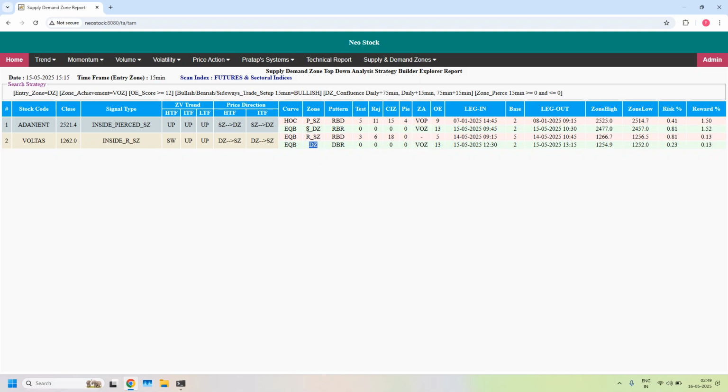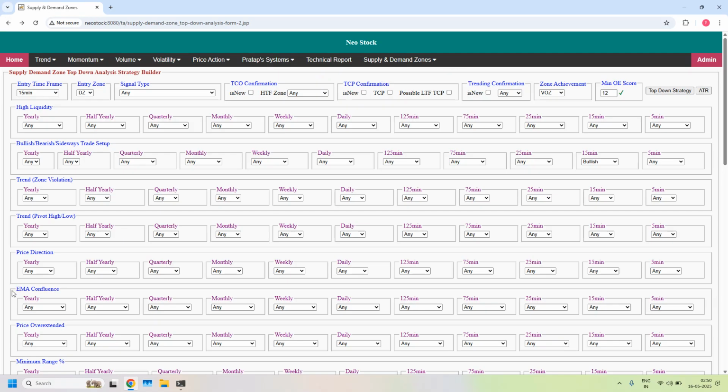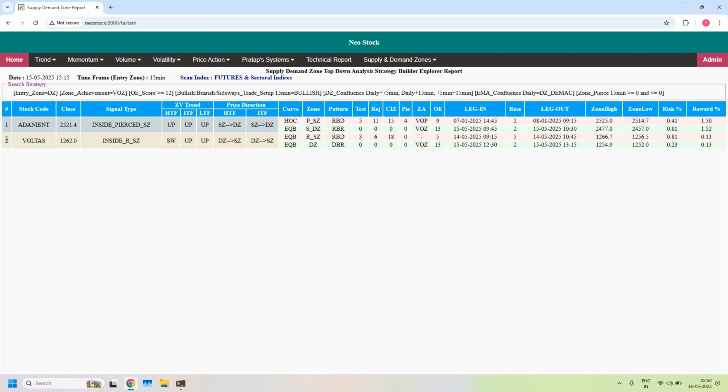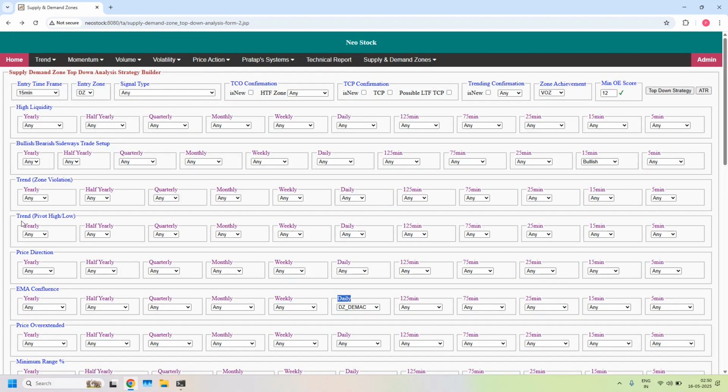So both these demand zones, 15 minutes demand zones overlapped with 75, both together again overlapped with daily demand zone. But daily trend is up in only one stock. Let's verify this stock daily demand zone having daily EMA confluence. Sorry, sideways I have to filter. The trend at a daily, it should be uptrend but not sideways.